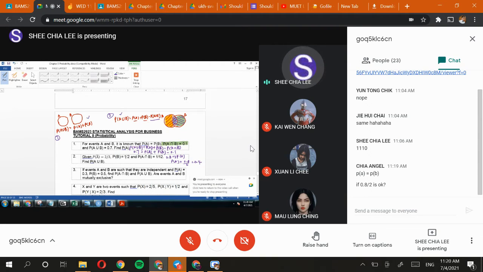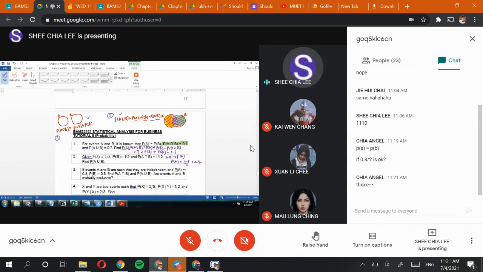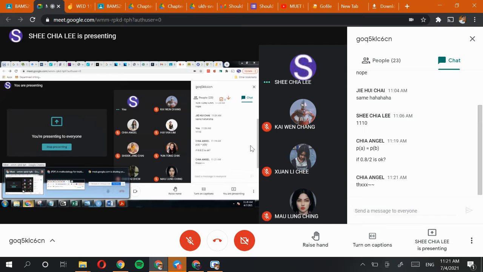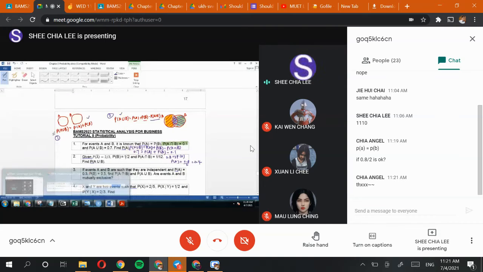So if you still put probability B, then later on the next step you put PA plus PB. Now since PA equals PB, therefore 0.8 divided by 2, also the same thing. Okay, so question 1, everyone okay with it? Any question with question 1 or not? If question 1 is okay, we proceed to see question 2.